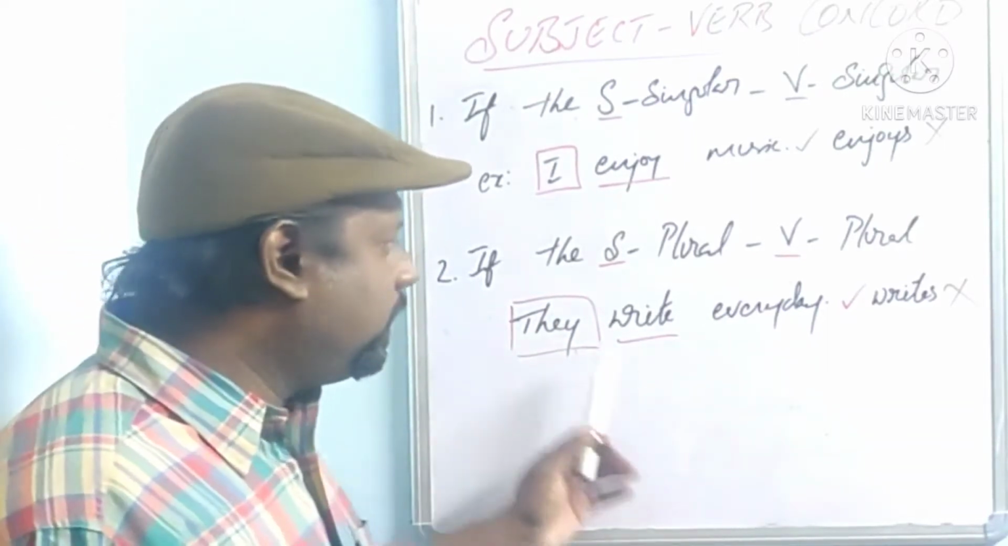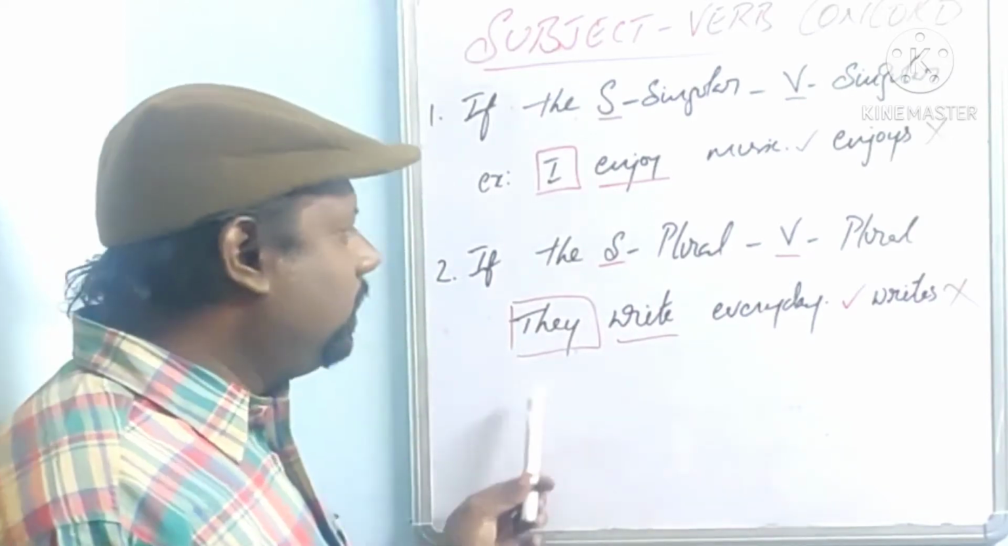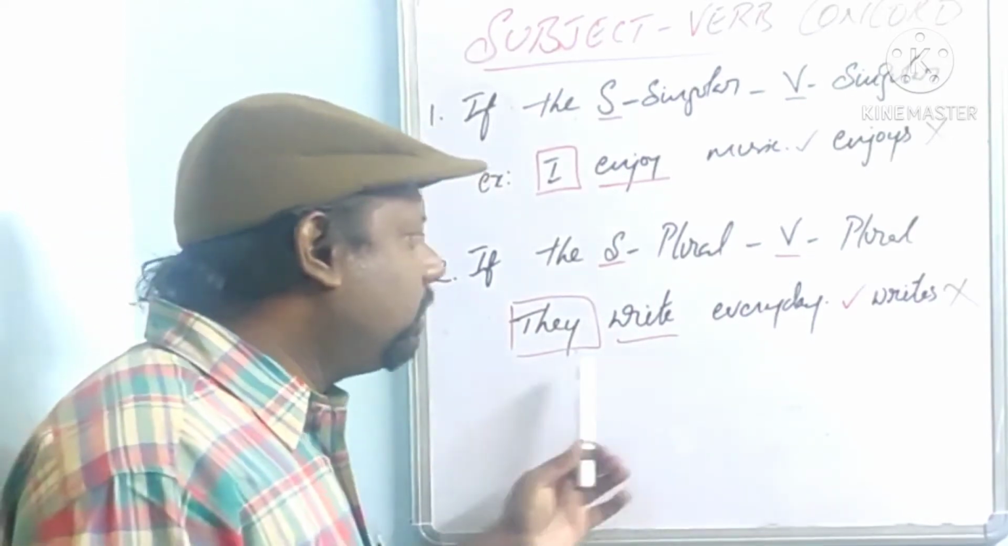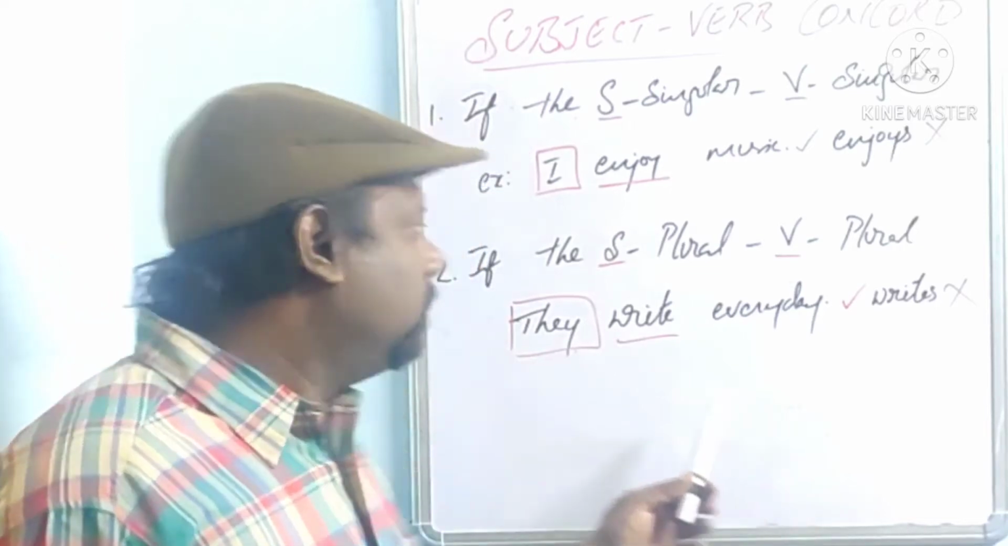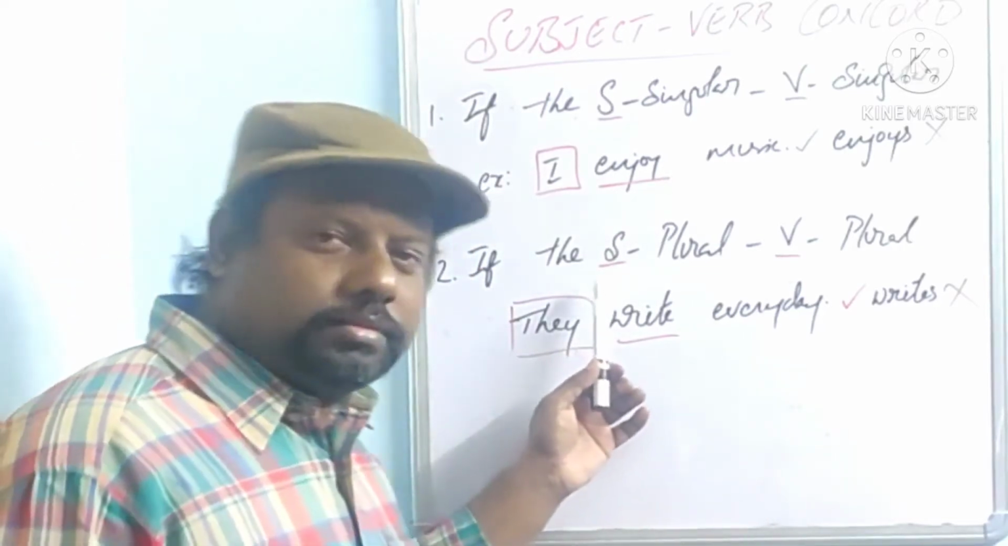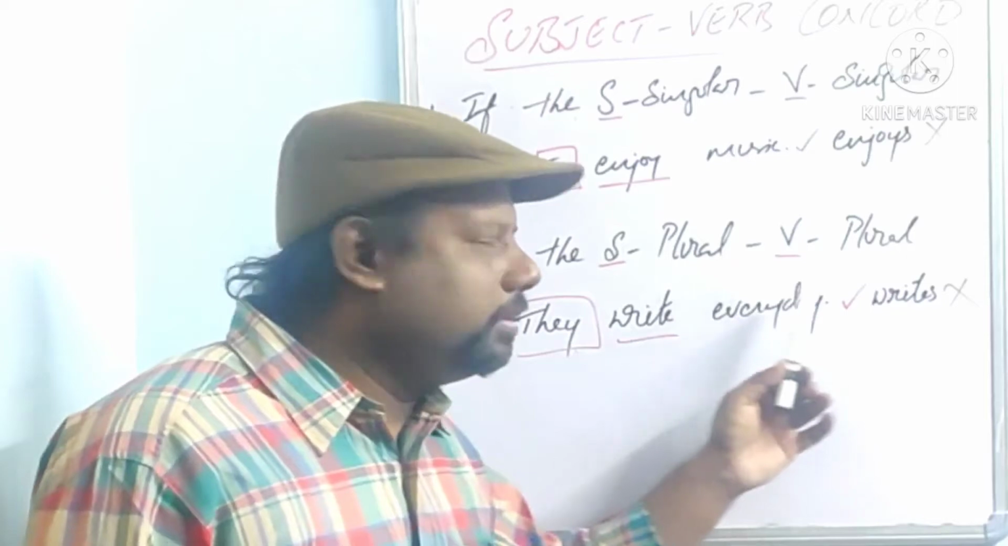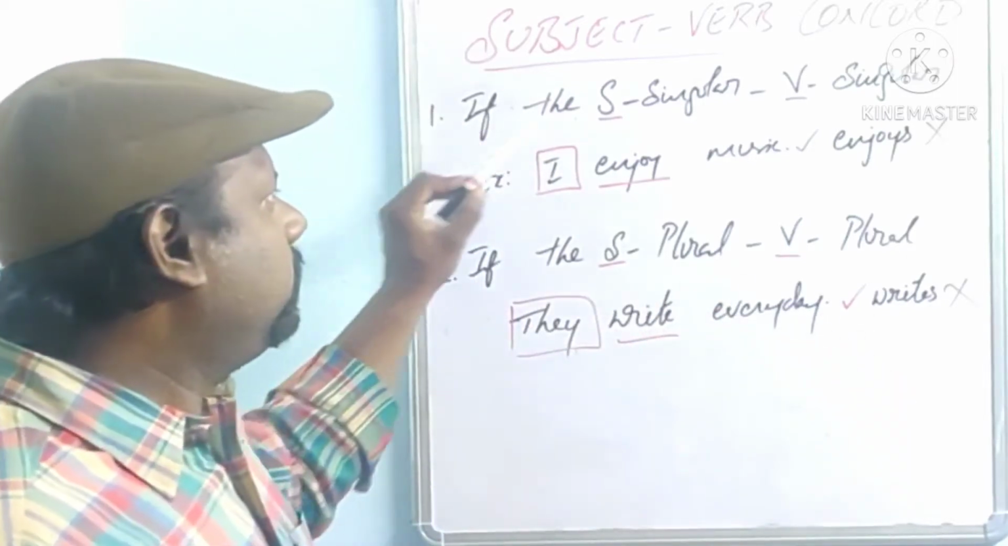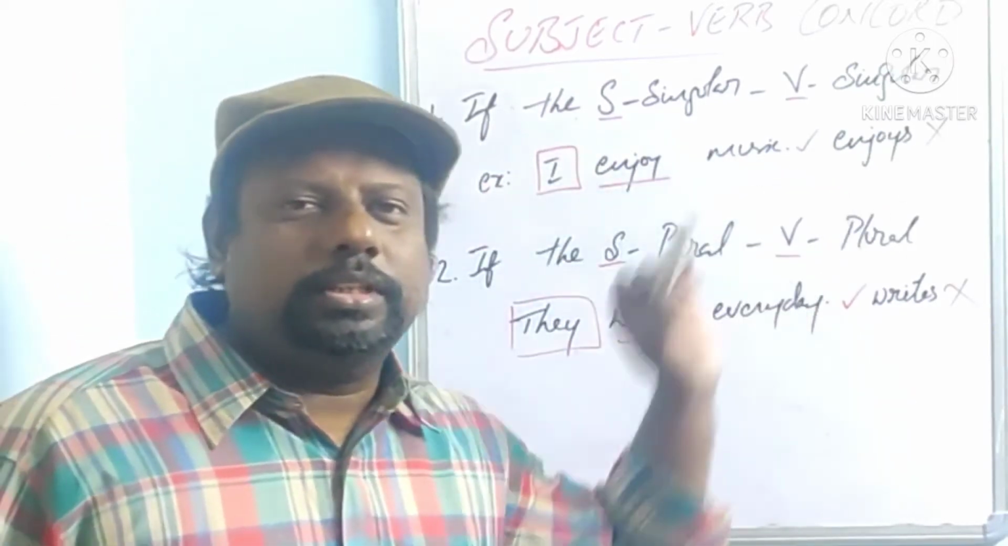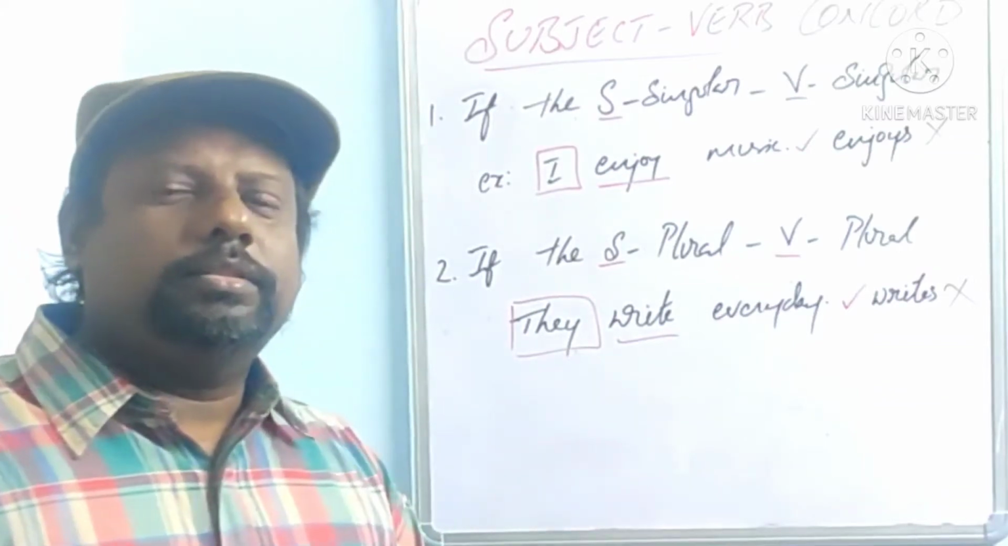See, third person, he writes every day. It's correct. But they writes every day is wrong. They write every day. That is correct. If the subject is plural, automatically the verb is plural. First point, if the subject is singular, the verb is also singular. Right? Now, the next 2 points.